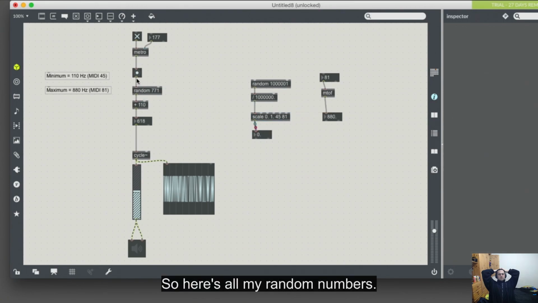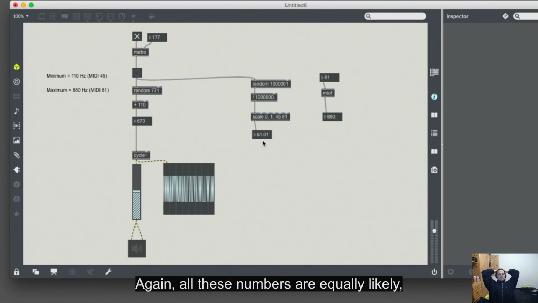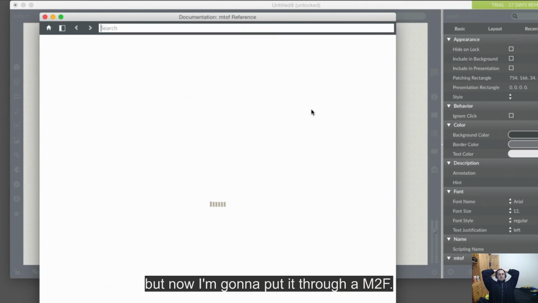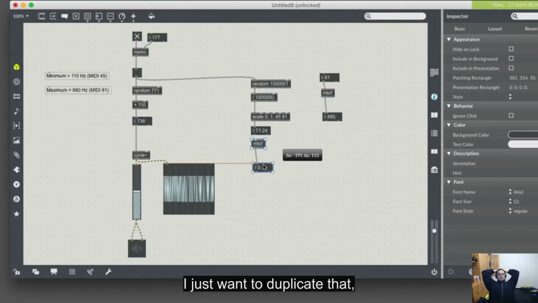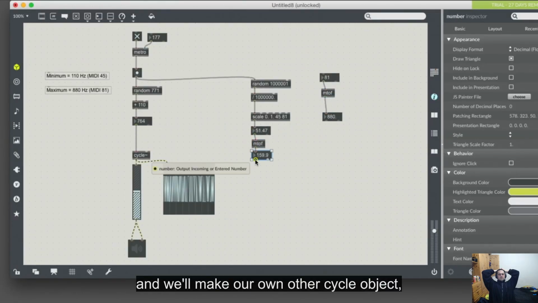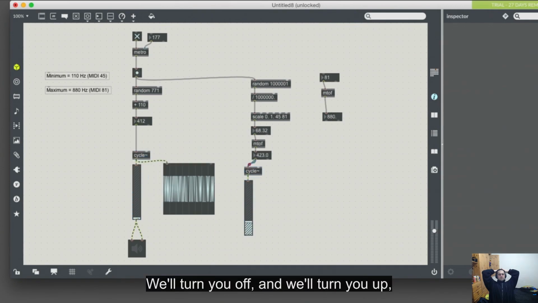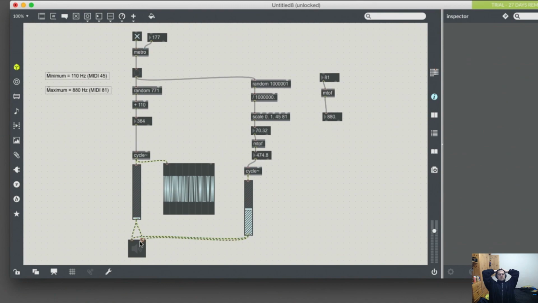So here's all my random numbers. And now, again, all these numbers are equally likely, anywhere between 45 and 81. All these numbers have the same likelihood, but now I'm going to put it through M2F. Whoa, didn't want to open that, didn't want to close that. I just want to duplicate that. And we'll make our own other cycle object so that we can compare. And we'll turn you off, and we'll turn you up, and we'll connect you to the sound. And we'll turn sound on.